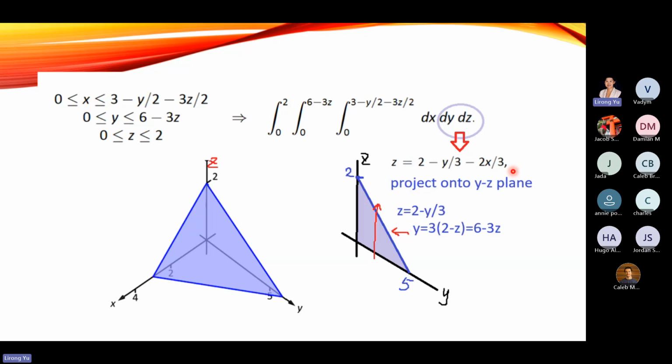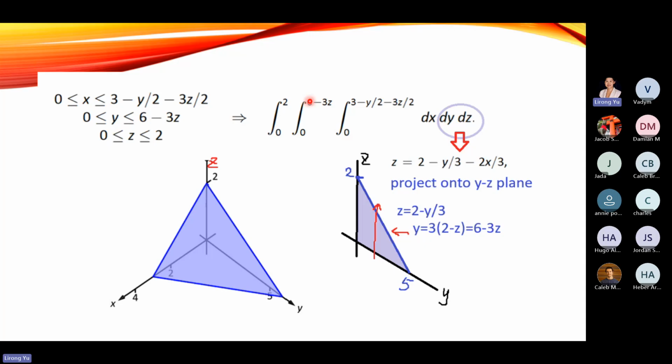If we project this onto the yz plane, then x equals 0. So that x value ultimately is 0 on the yz plane, and you have z equal to 2 minus y over 3. We need to solve for the y value, and we have 6 minus 3z. We have to solve for y because we need to know the upper limit of the integration for y. So 6 minus 3z is what we have there. That's the process of determining the integration limit for y.